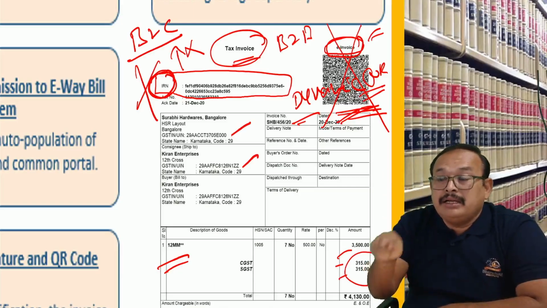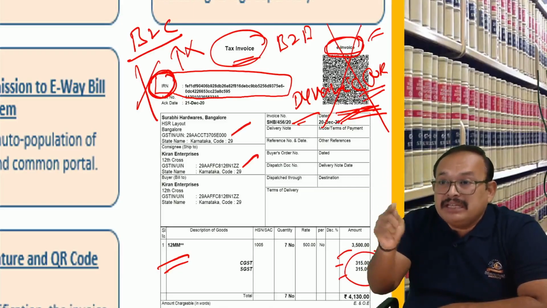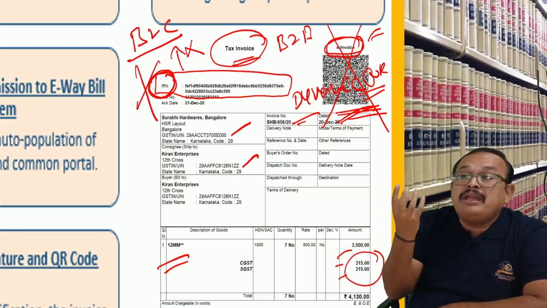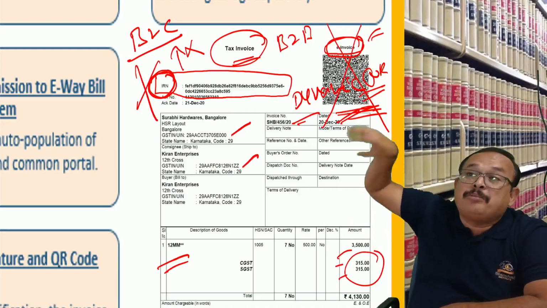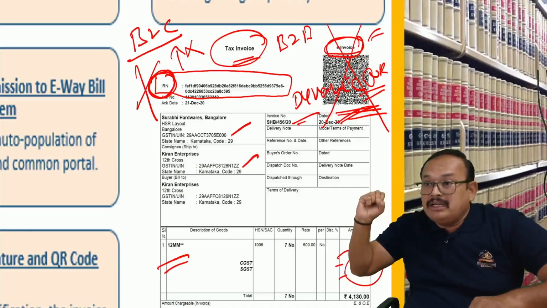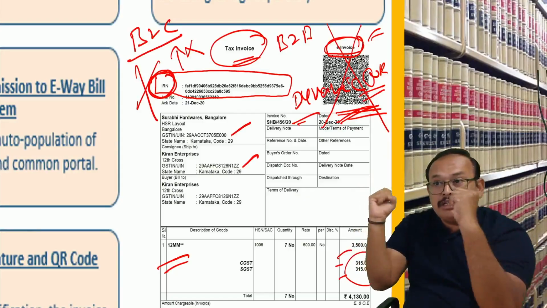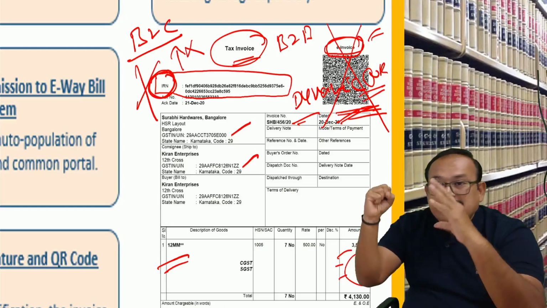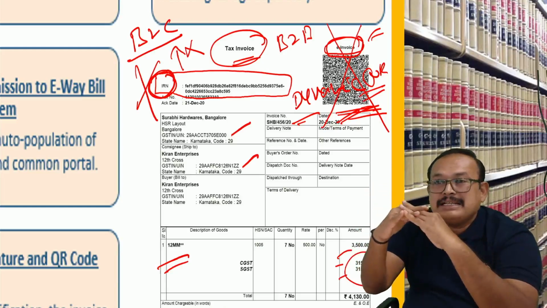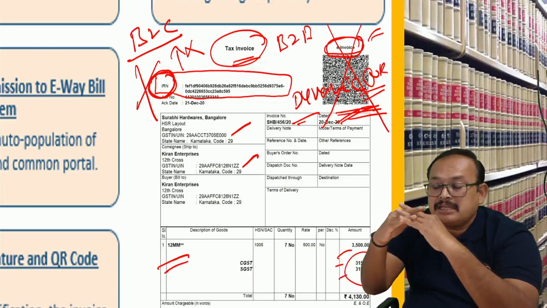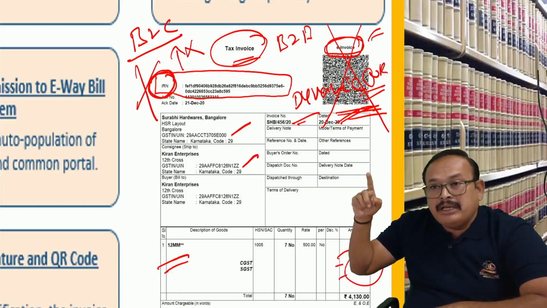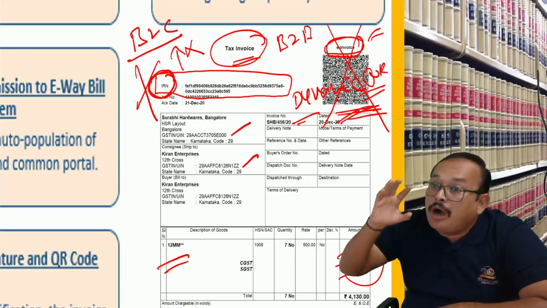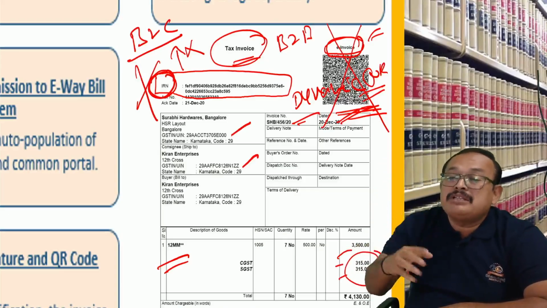automatically EWB-01 e-way bill Part A is also generated in the e-way bill portal. The e-way bill portal and e-invoice portal are now interlinked. As a result, EWB-01 Part A e-way bill is also generated. Part A has the information of the consignor and consignee.